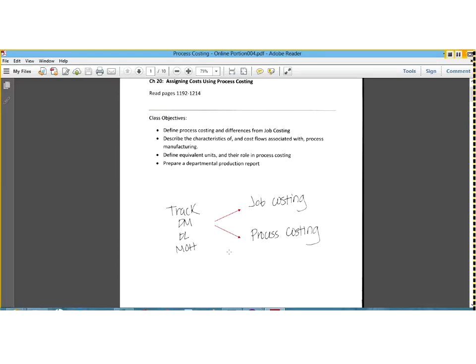So, how do we track costs such as direct materials, direct labor, or overhead for mass production? And that's where process costing comes in. Today we're going to focus primarily on process costing, and I would say it's a little bit trickier than job costing. There's a lot more steps to it.